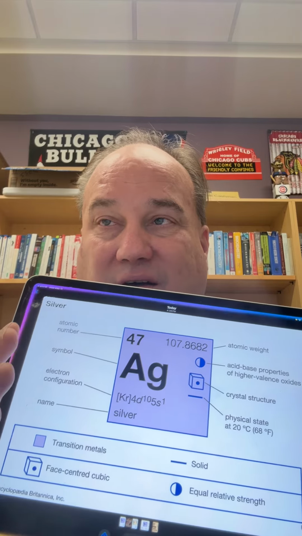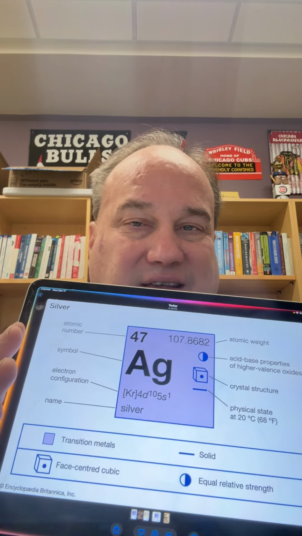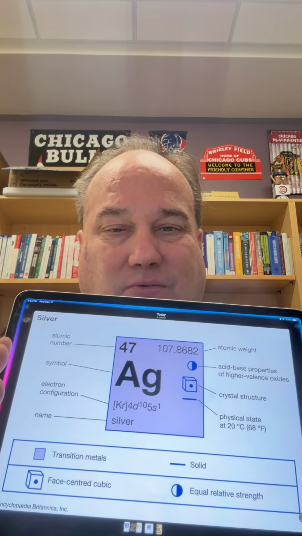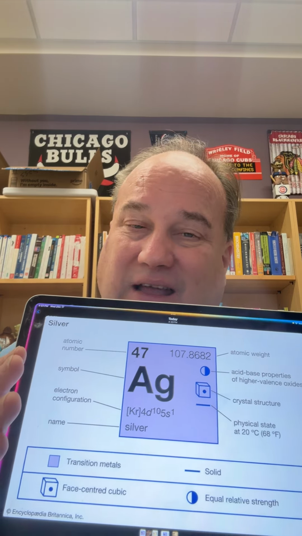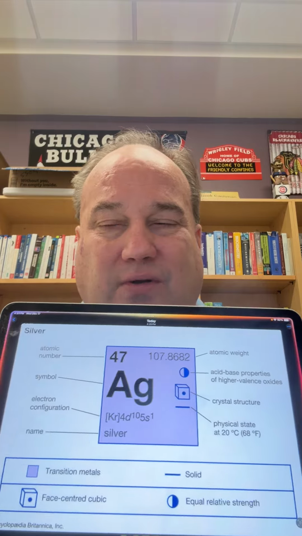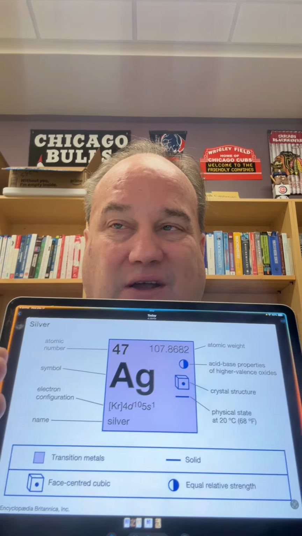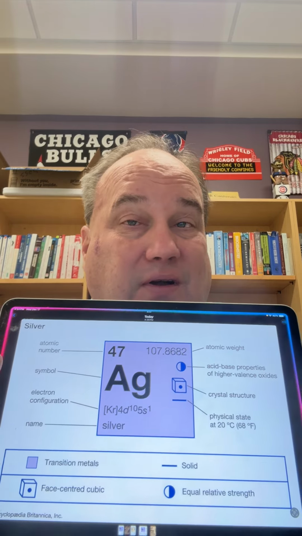Of course, it's a solid with a melting point of like 961.78 degrees Celsius. That's 1763.2 degrees Fahrenheit. Yeah, it's not going to be a liquid very much. And of course, it boils even higher than that, around 2162 Celsius and 3924 Fahrenheit.